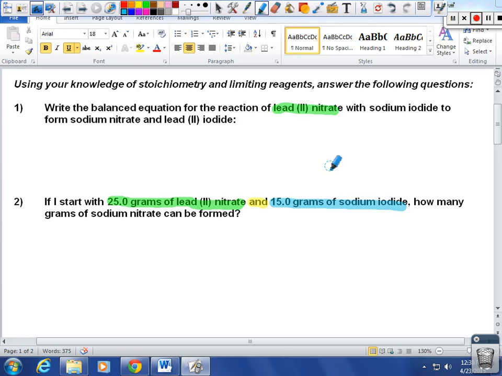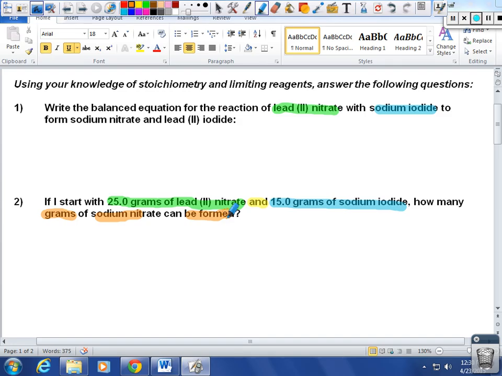So when we go back up to the top, it says, write the balanced reaction for the reaction of lead(II) nitrate with sodium iodide. How much sodium iodide do you have? 15 grams. And then here's the question: how many grams of sodium nitrate can be formed? How is this different from what we've done in the past? There's two pieces of data.